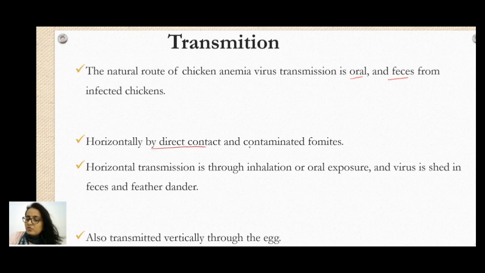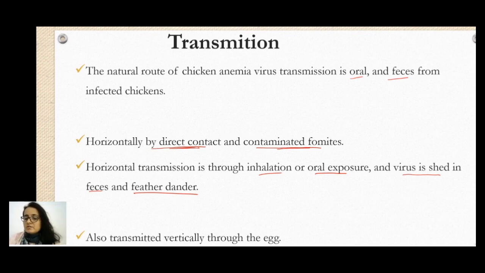Horizontally, infection is done by direct contact with infected birds, and contaminated fomites also transmit the virus. Horizontal transmission is through inhalation or oral exposure, and the virus is shed in the feces and feather dander.